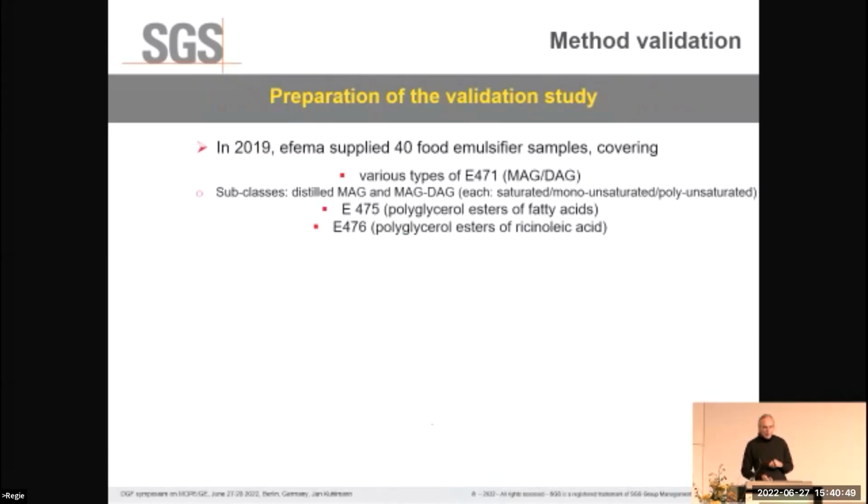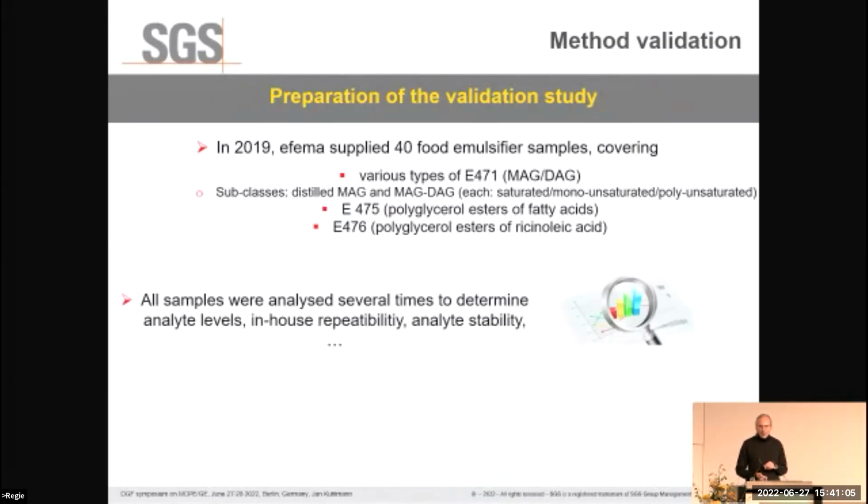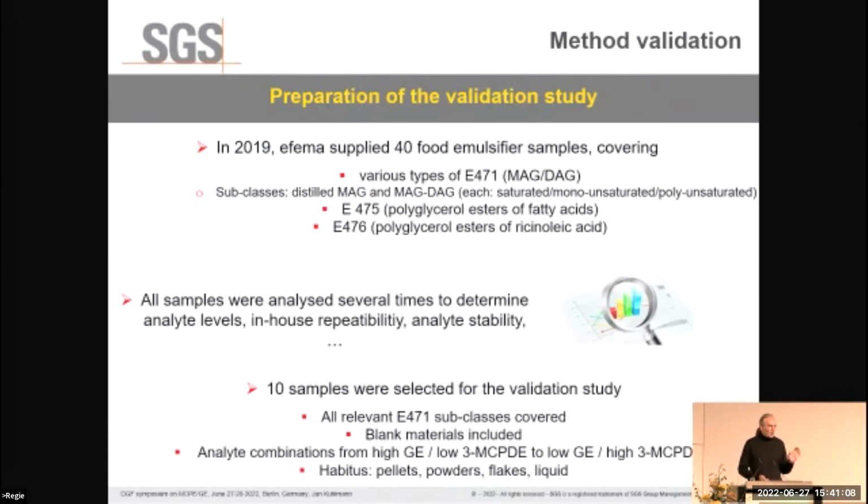So, around about one year later, after all the non-disclosure agreements were signed, we received 40 samples of food emulsifiers covering all subclasses of 471, also 475 and 6. And these samples were analyzed several times. Then out of this set, we picked 10 to take for the MLT to cover as many subclasses as possible, to include blank materials as well in order to see if this artifact formation might take place with other laboratories. And we also took certain combinations of analytes, high GE, low 3 MCPD, and vice versa, in order to control these undesired side reactions which might occur with the alkaline ester cleavage.